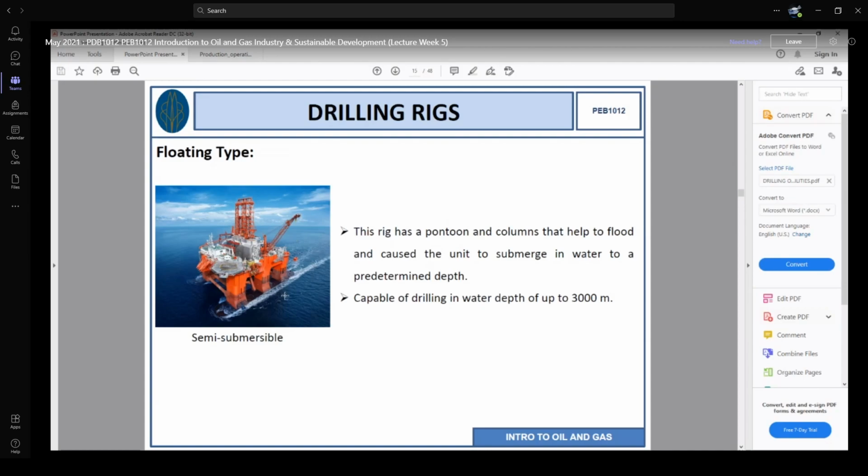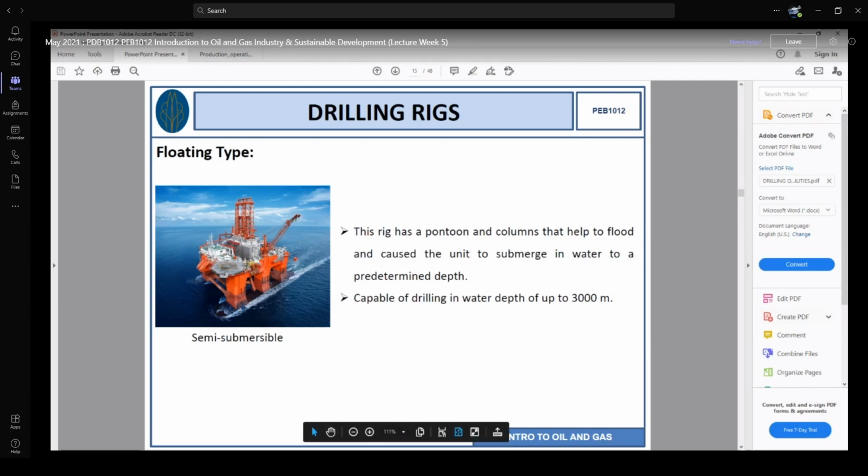How are they going to float in the water? Because there is a pontoon here. We fill it with water so that it is submerged. We call this kind of rig a semi-submersible rig. Some part of this rig is under the sea, and some part of it is floating over. You can see the rig.